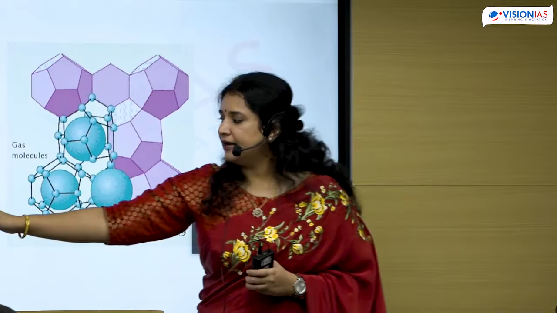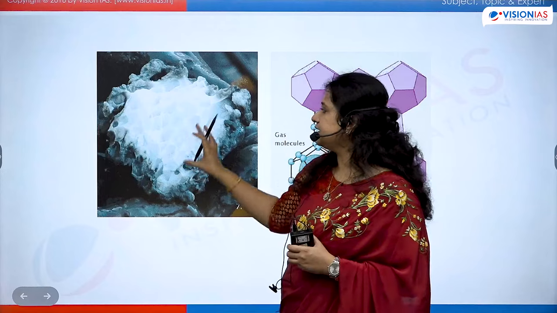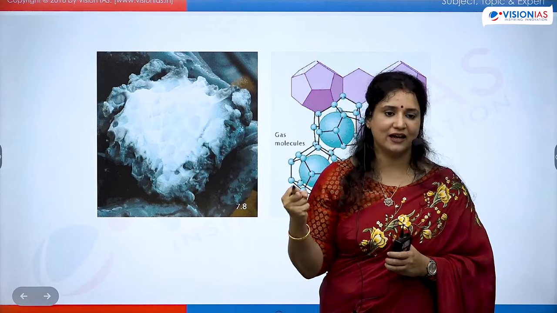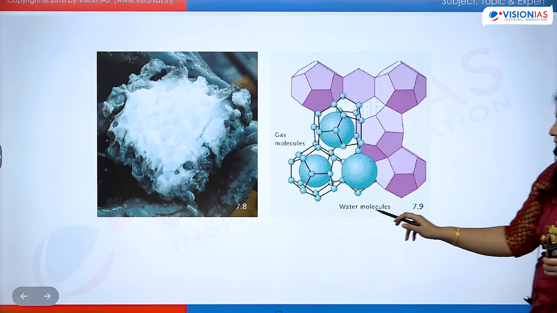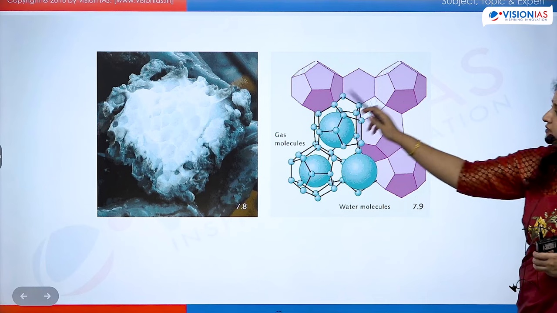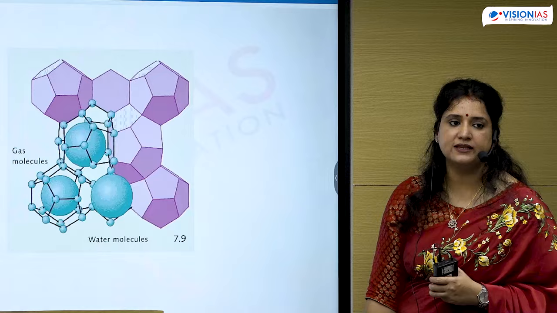This is ice. Okay, permanently deposited ice. This captures some of the methane. Okay, so this is what a methane hydrate looks like. If you see, these are water molecules and intertwined with them are the gas molecules. All right, this is how methane is captured.